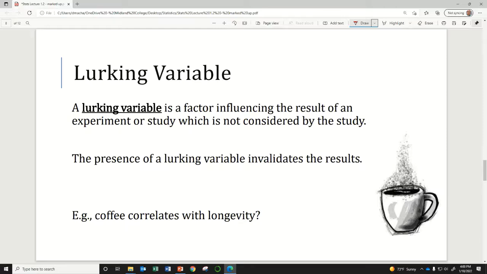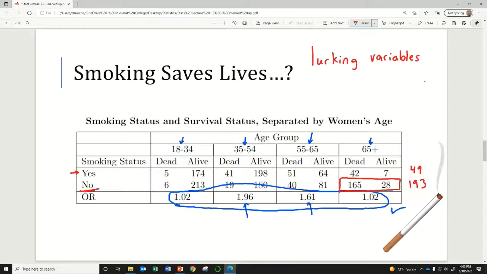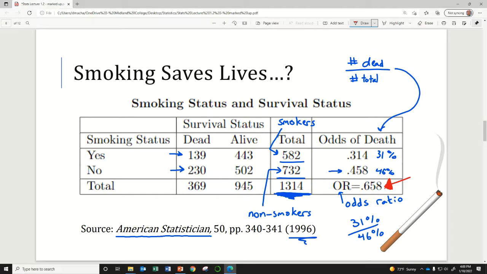Now, kind of getting to the point, a lurking variable is a factor influencing the result of an experiment or study, which is not considered by the study. The presence of a lurking variable, of course, invalidates the results, just like these results over here were just completely ridiculous because of the presence of a lurking variable.